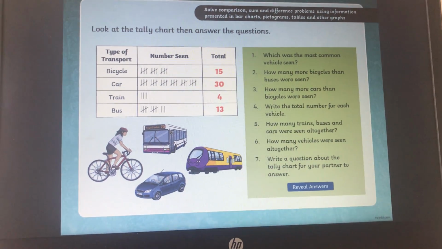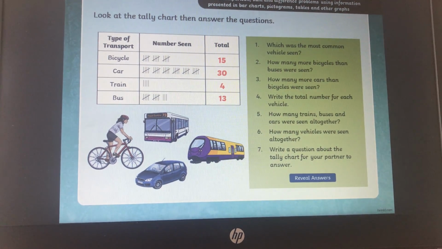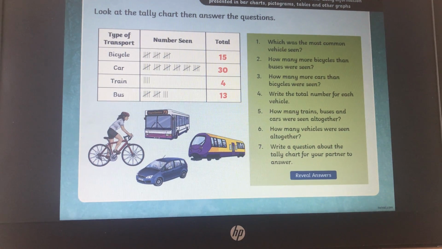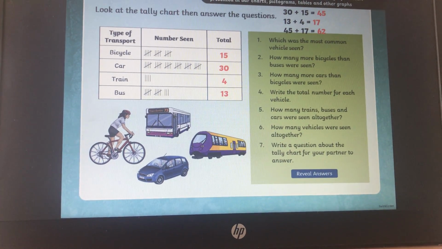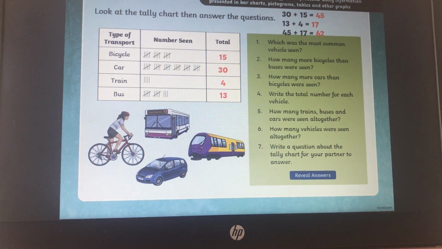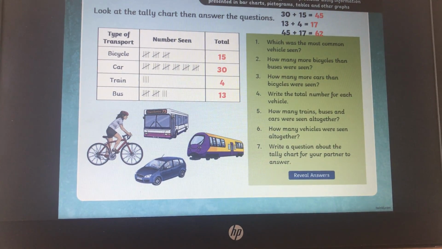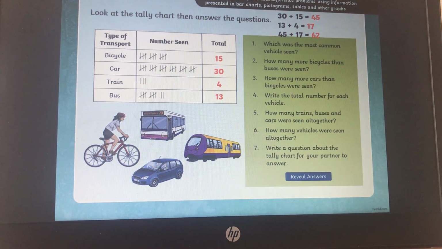Question 6. How many vehicles were seen all together? This time I'm going to need to take the total of each one and add them together. 30 add 15 equals 45. 13 add 4 equals 17. 45 add 17 equals 62. 62 vehicles were seen all together.